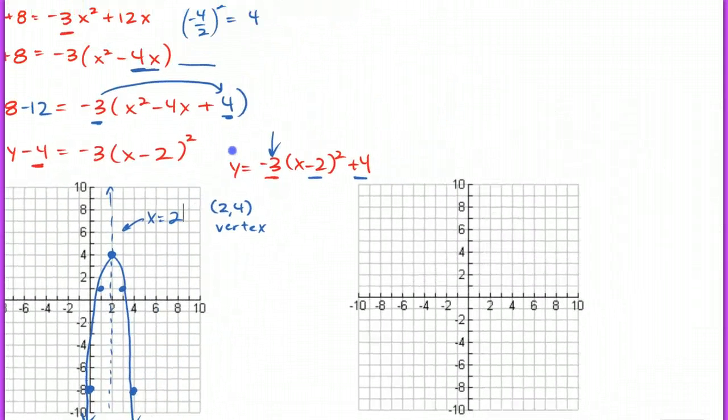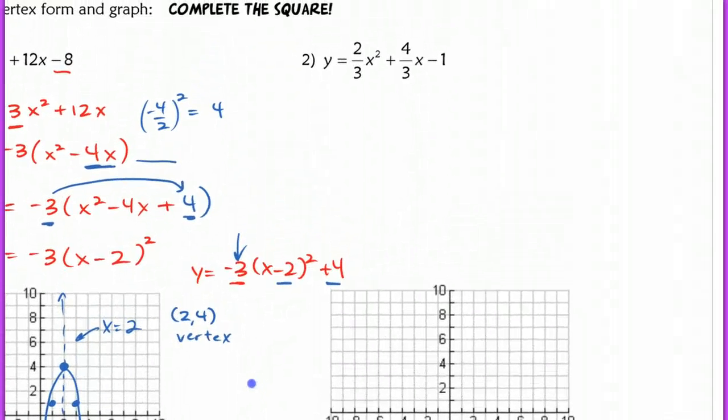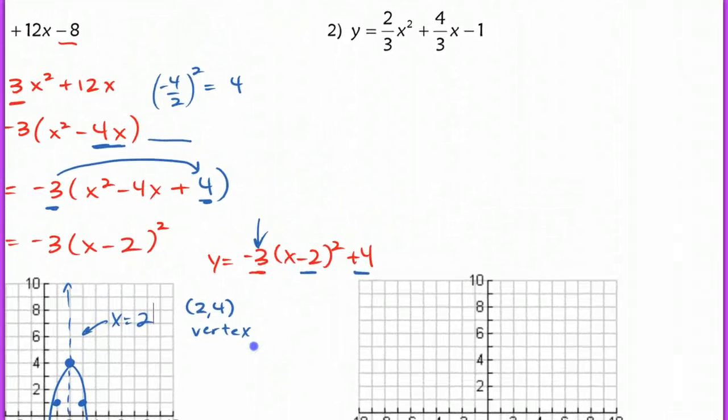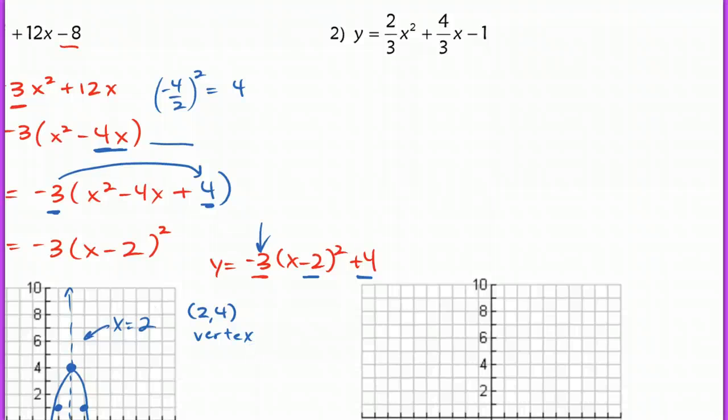Alright, let's work on the next one. You guys can pause this and try this problem on your own, and then check your solution with a key, or just listen to me work this out.